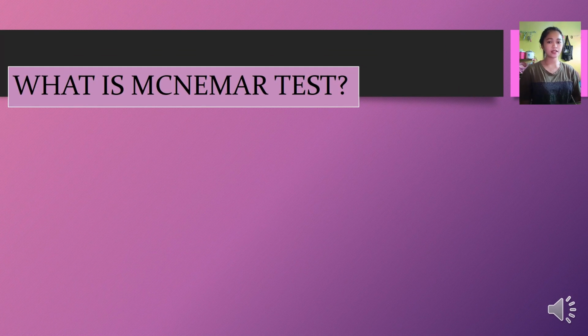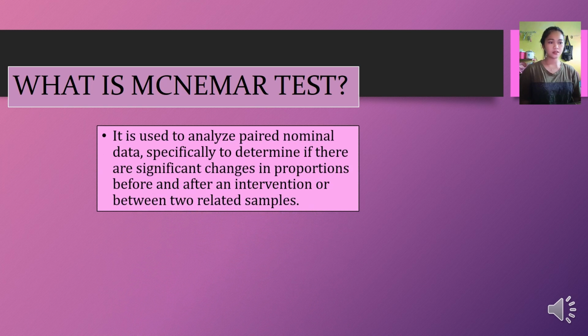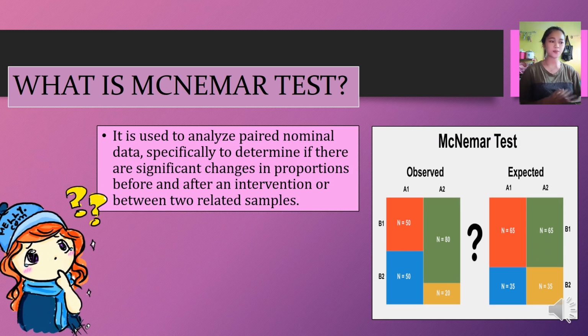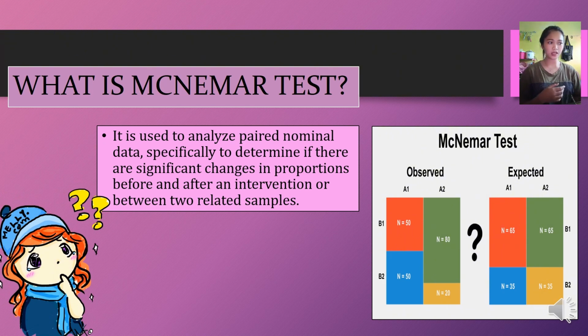So, first let's define what the McNemar test is. It is used to analyze paired nominal data, specifically to determine if there are significant changes in proportions before and after an intervention or between two related samples.